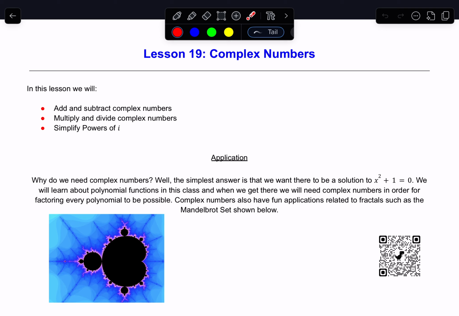In this lesson, we will learn what a complex number is, how to add and subtract complex numbers, how to multiply and divide complex numbers, and how to simplify powers of i.